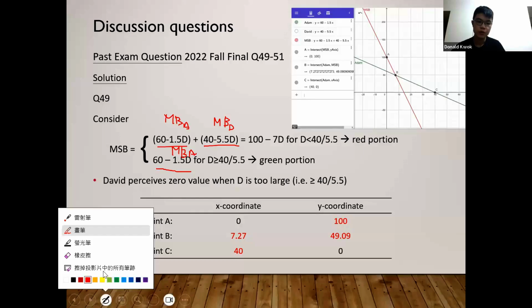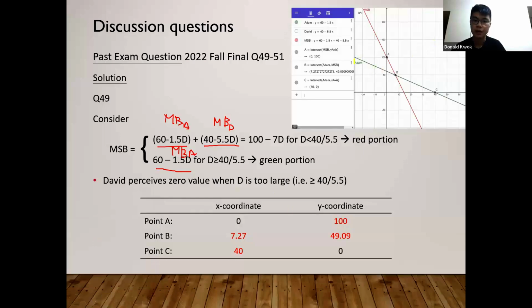Okay, so referring to the GeoGebra screenshot here, when the diameter is small, then the marginal social benefit is the combined expression, while if the diameter is large, then only the individual MB expression of Adam is the marginal social benefit curve. So the yellow portion is actually the marginal social benefit curve in question 49. We just map the points A, B, C in the screenshot here, then we can answer the question here.